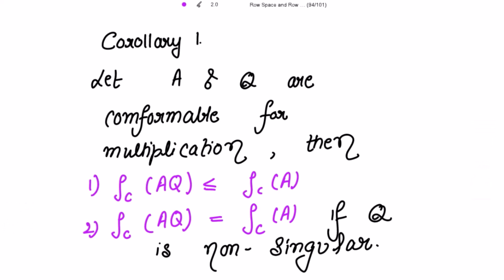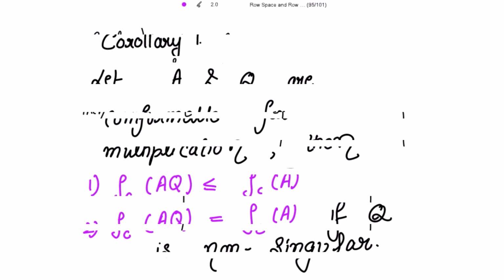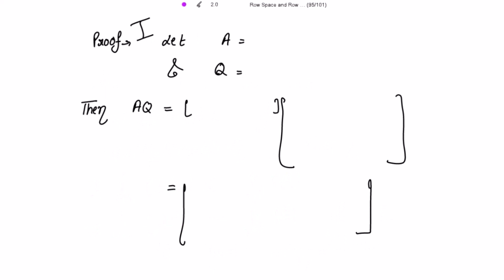Corollary 1. Let A and Q be matrices that are conformable for multiplication. Then we have to show that the column rank of the product AQ is less than or equal to the column rank of A. Second, the column rank of AQ is equal to the column rank of A if Q is non-singular. So for Q non-singular, we get the equality. Okay, so let's start with the proof.